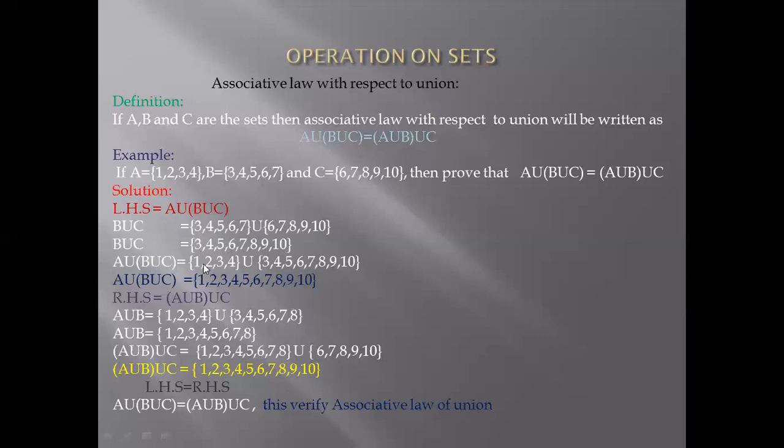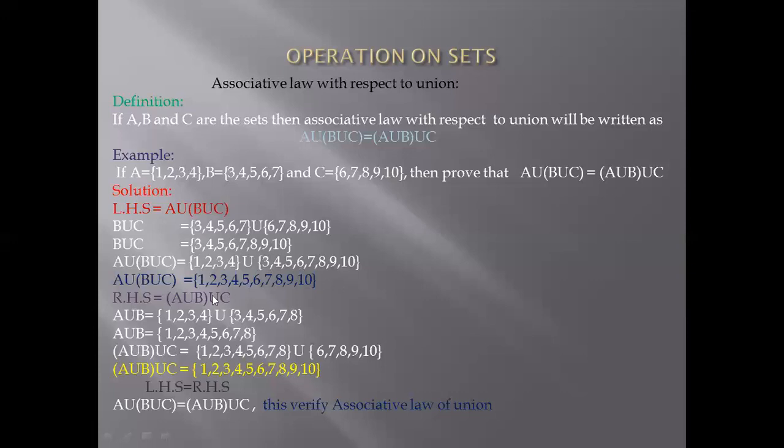Now first you write the set A, then union. Now you write B union C, the new set that we found. You write the elements of that set: 3, 4, 5, 6, 7, 8, 9, 10. Now our complete answer after taking the union with A is 1, 2, 3, 4, 5, 6, 7, 8, 9, 10. Now this is our A union B union C. This is our left hand side.